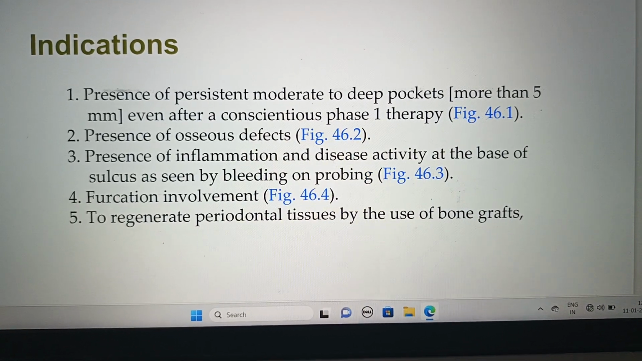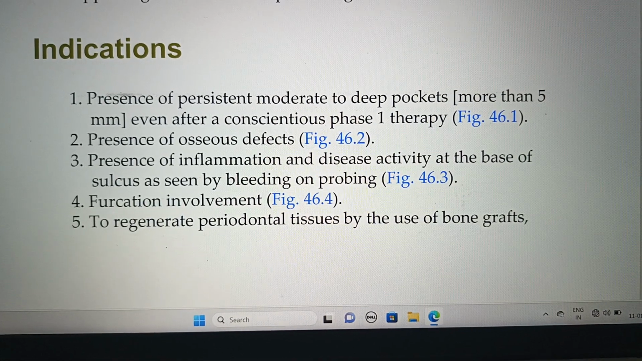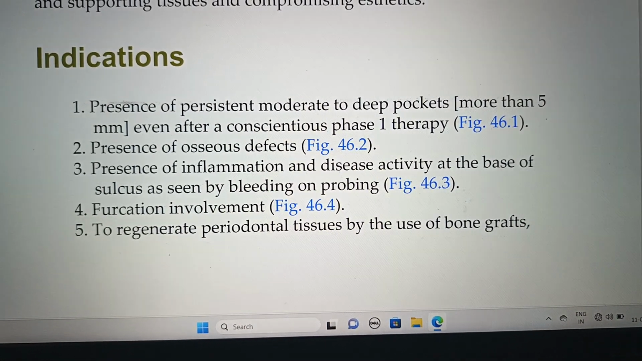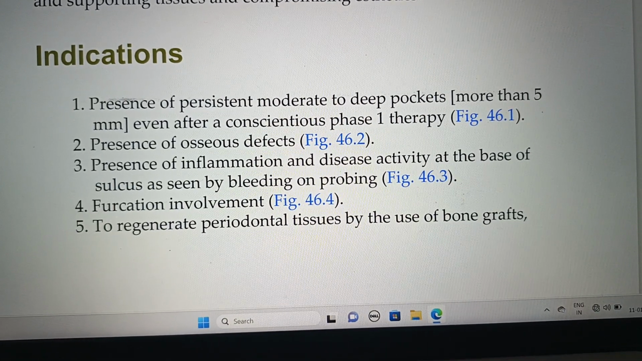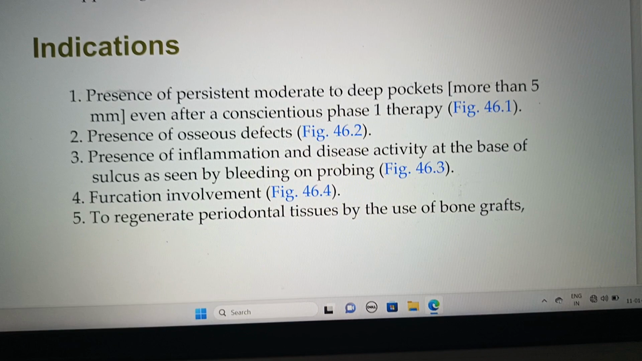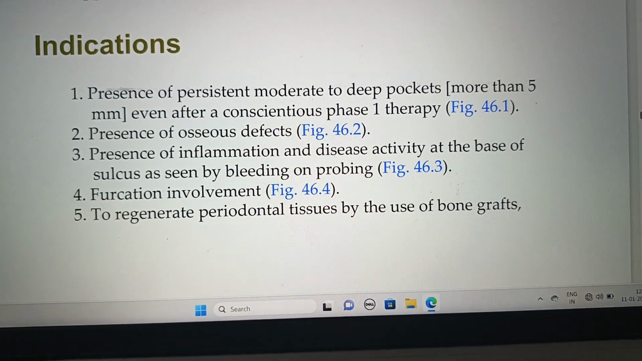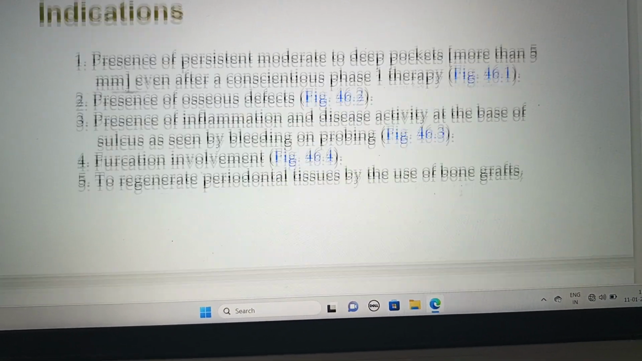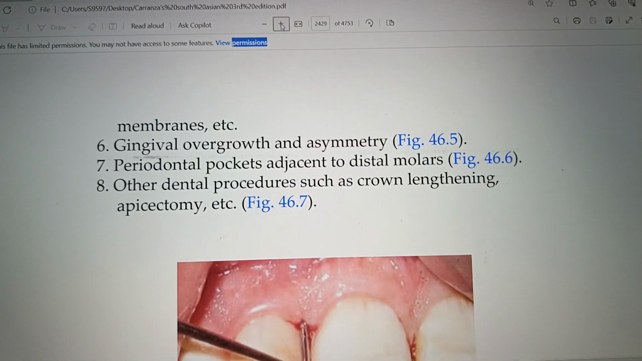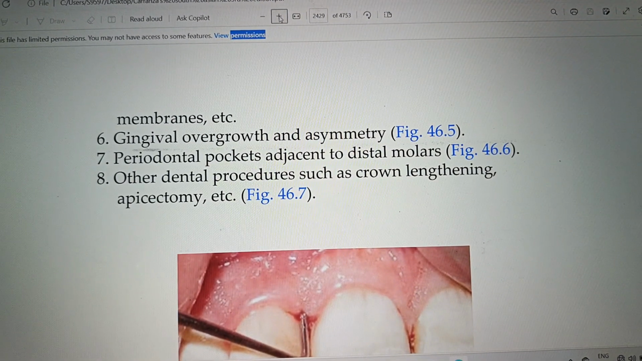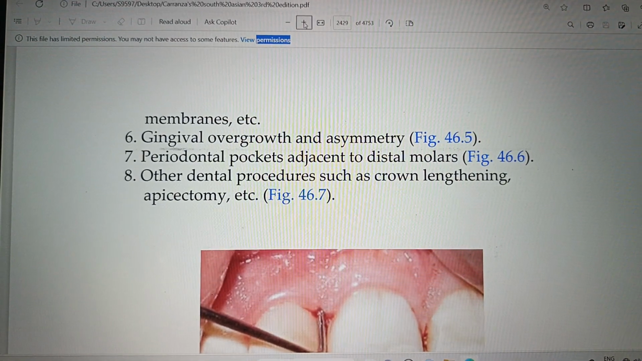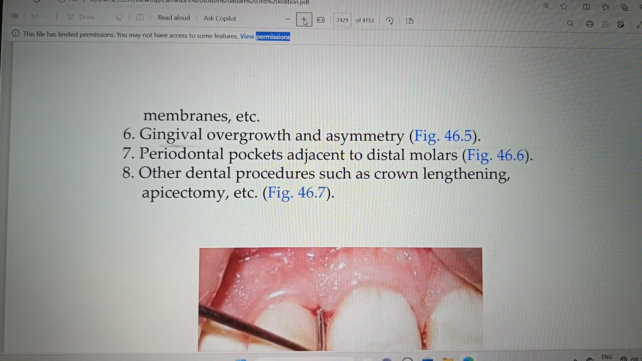So where is flap surgery indicated? Presence of persistent moderate to deep pockets, that is more than 5 mm, presence of osseous defects, presence of inflammation and disease activity at the base of the sulcus seen by bleeding on probing, furcation involvement to regenerate periodontal tissue by the use of bone graft, gingival overgrowth and asymmetry, periodontal pockets adjacent to distal molars, and other dental procedures such as crown lengthening and apexectomy.